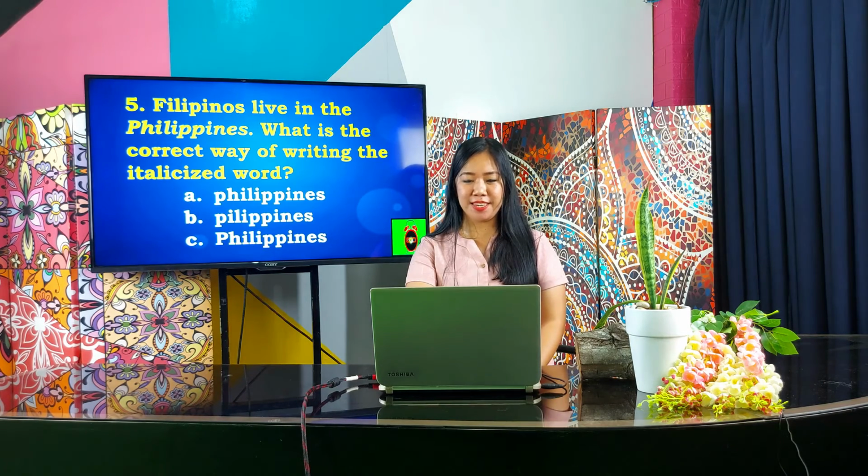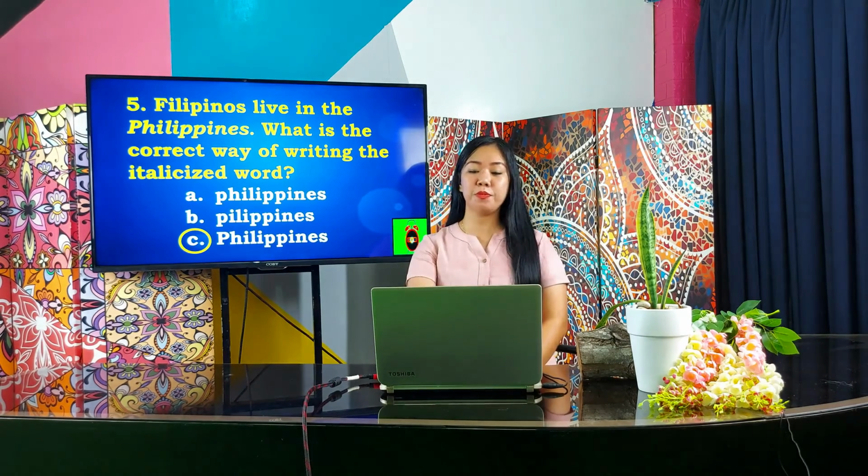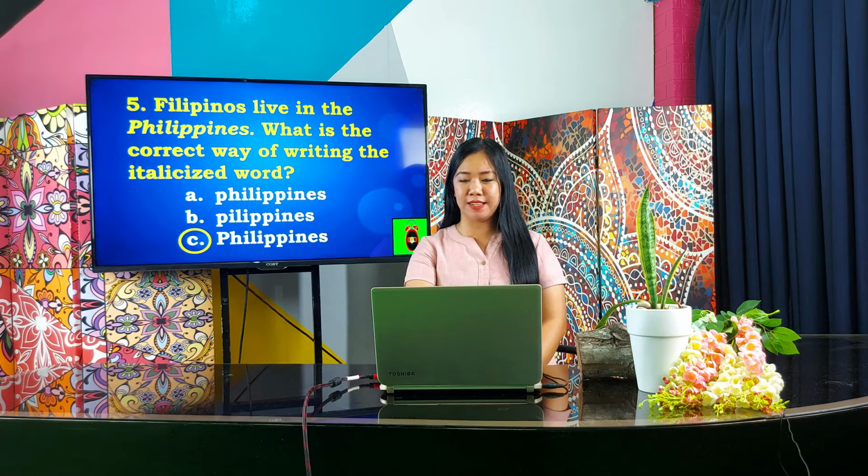What is your answer, kids? The correct answer is letter C, Philippines. Congrats, kids, for making it this far. I hope you got a perfect score. If you do, you are absolutely excellent. If not, review your Quarter 1, Module 6, Grade 3 for the things that you have missed. Or you may ask assistance from your parents, or you may message your teacher for some questions and clarifications.